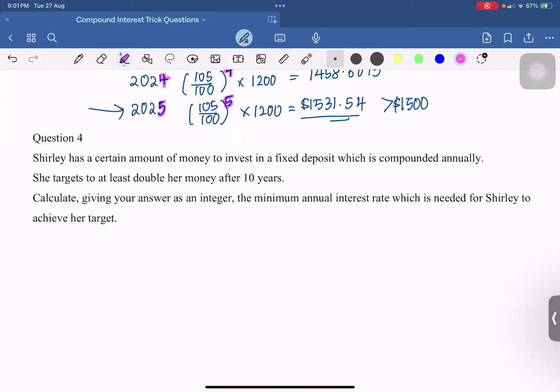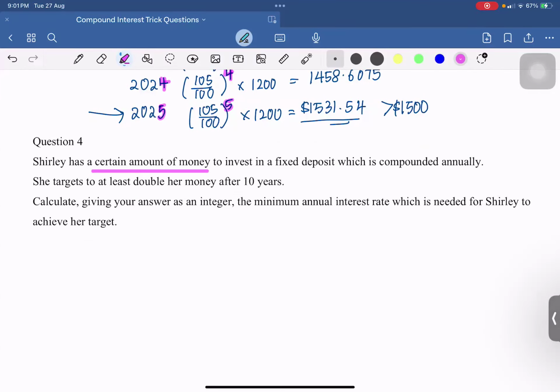Okay, let's take a look at this question. Shirley has a certain amount of money. The original amount starts with the letter P. She puts it inside a fixed deposit, compounded annually.